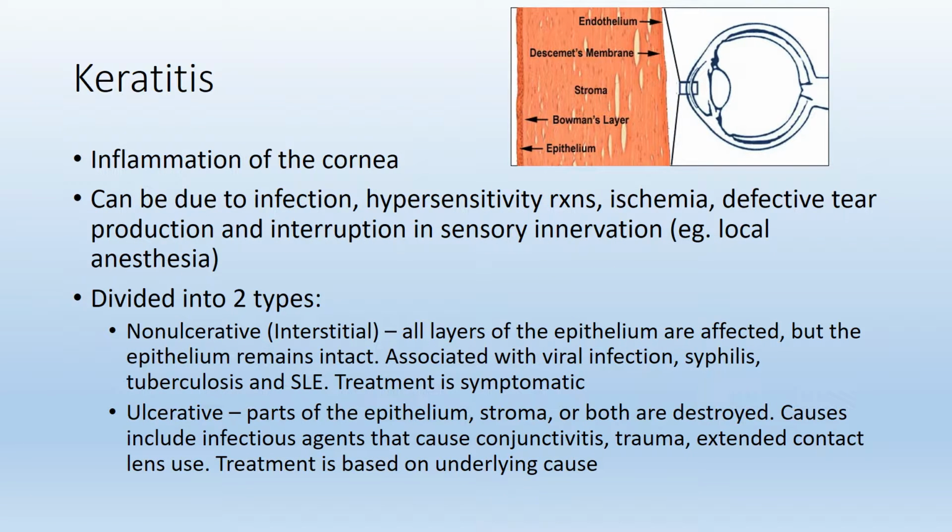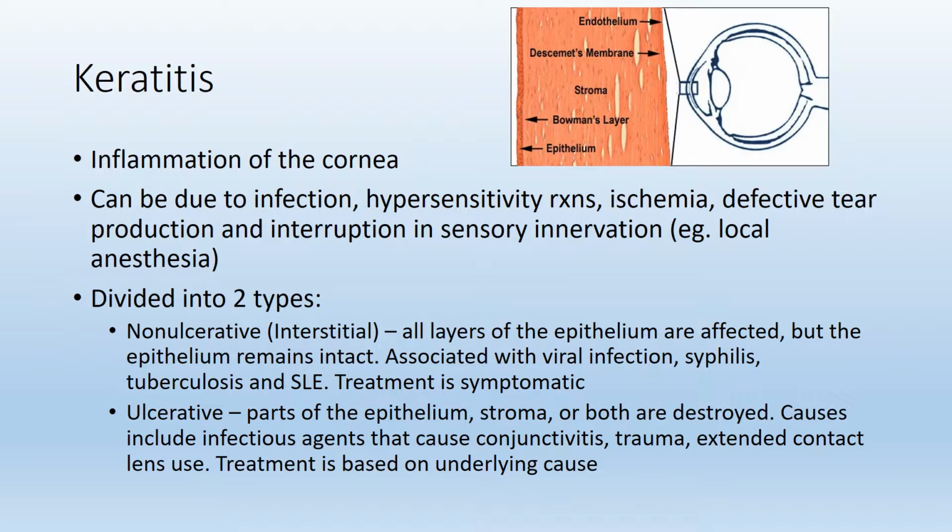Keratitis refers to inflammation of the cornea, and it can be due to an infection, hypersensitivity reaction, ischemia, or defective tear production, as well as an interruption in the sensory innervation. It's divided into two subtypes. Non-ulcerative occurs when all layers of the epithelium are affected, but the epithelium remains intact. It's associated with viral infections, syphilis, tuberculosis, and lupus, and the treatment is symptomatic.